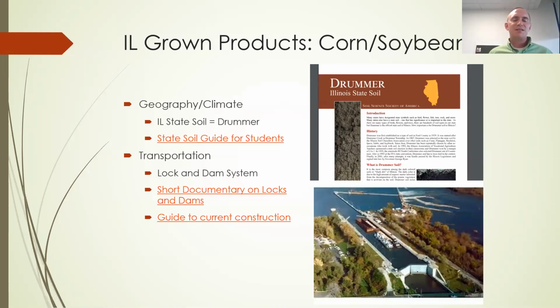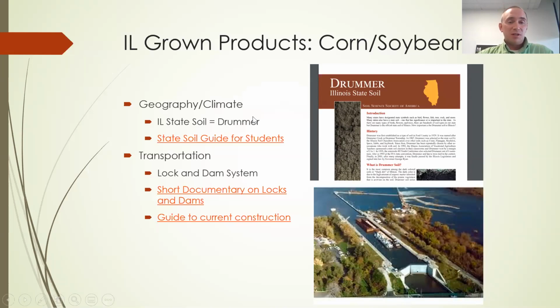All right, so I wanted to focus a little bit here on some Illinois grown products and give you a little bit of insight into why we grow certain things that we grow in our state. Obviously when you think about Illinois agriculture, what a lot of people are going to think about is corn and soybeans, and rightfully so, right? There are a few different reasons why corn and soybeans are such dominant crops here in Illinois.